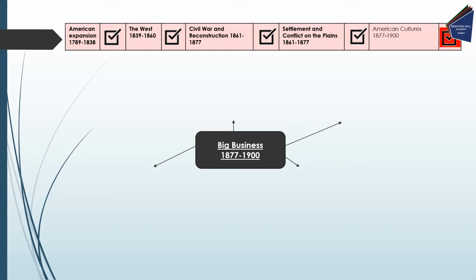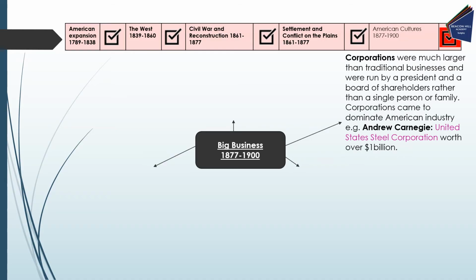I'm going to start with corporations. So corporations were much larger than traditional businesses and were run by a president, not the same kind of president as our political presidents that we've looked at, but by a leader of the business and a board of shareholders rather than a single person or family. So corporations began to dominate American industry, and the example that you would need to know for the exam is Andrew Carnegie, who had the United States Steel Corporation, and that was worth over $1 billion. So great evidence that you could use in the exam.